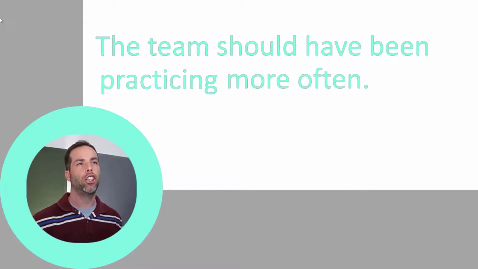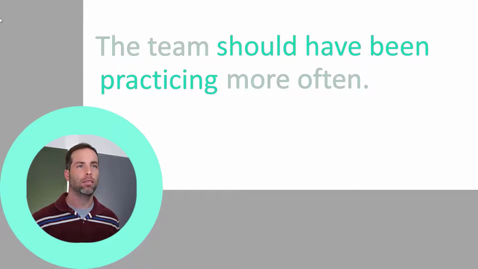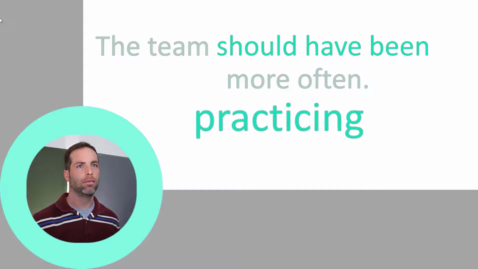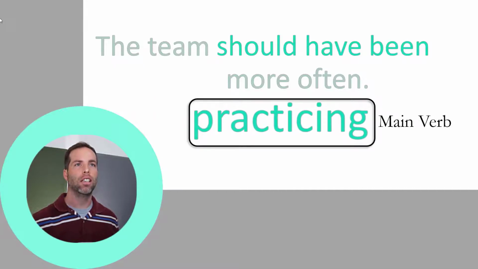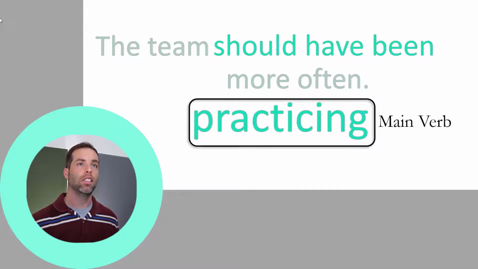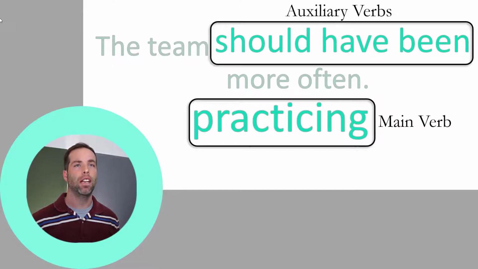The team should have been practicing more often. The verb in this sentence is should have been practicing. So we can actually have several words in one verb. The main verb in this one is practicing. And the auxiliary, actually we have several auxiliaries, it is should have been. So this one takes 3 auxiliary verbs. Let's look at another example.